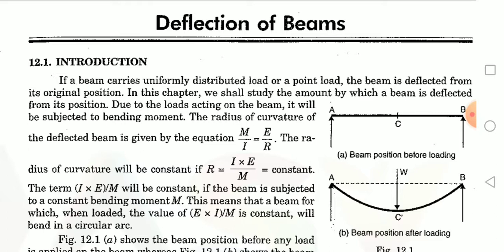Due to loads acting on the beams, they will be subjected to bending moment. So the radius of curvature of the deflection is given by M by I equal to E by R. So the radius of curvature will be constant. So R equal to E into I by M, where I is the moment of inertia.